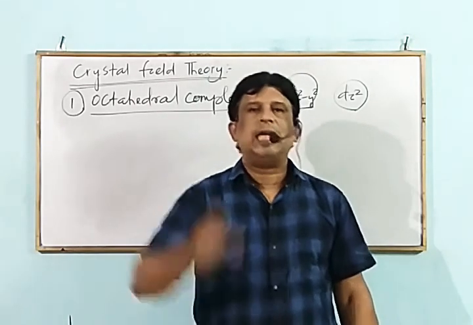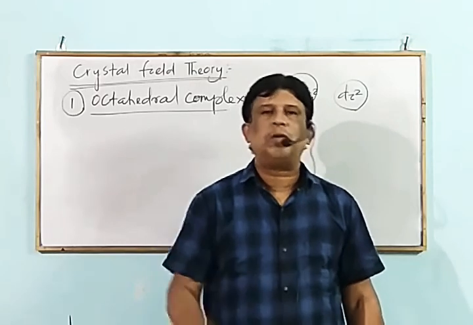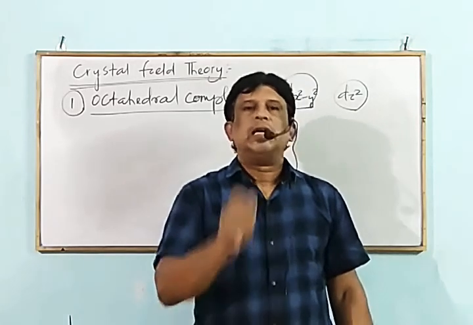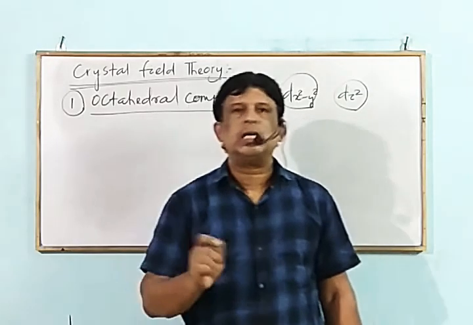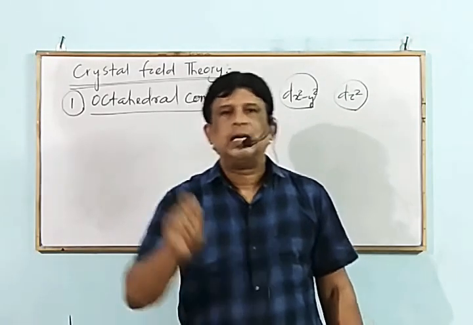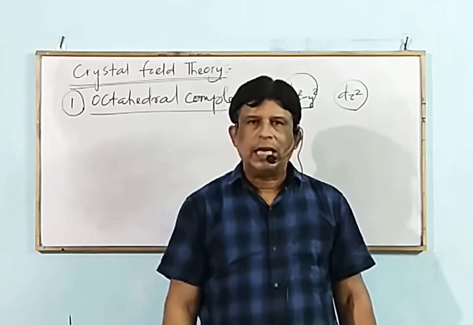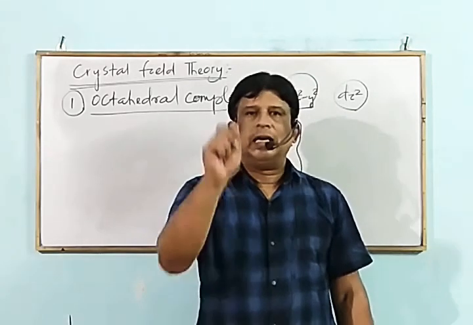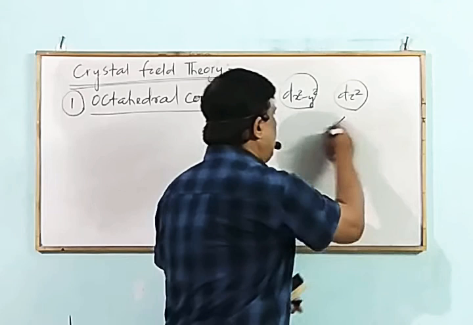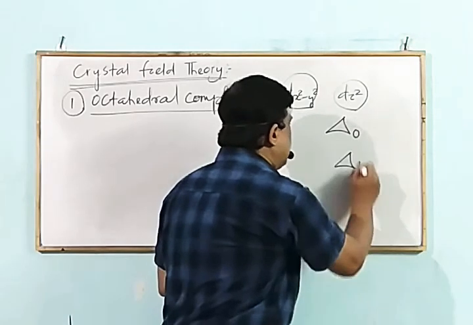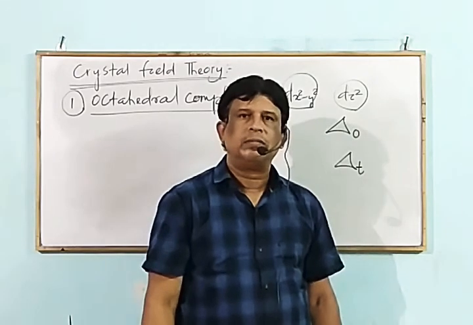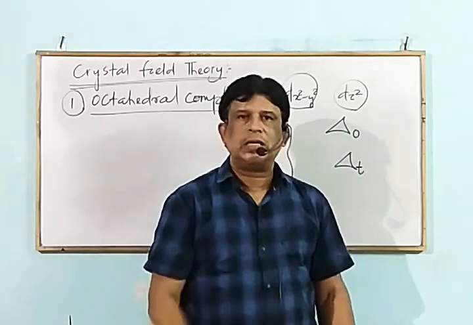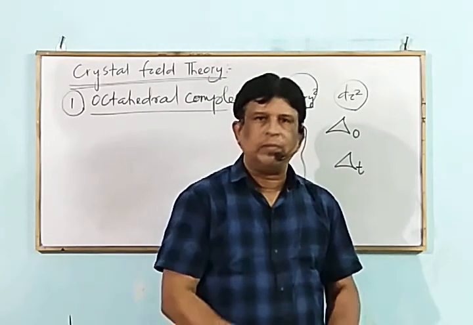The difference in energy between the two sets of orbitals is known as crystal field stabilization energy or crystal field splitting energy. In the case of an octahedral complex it is denoted by del O, and in the case of a tetrahedral complex it is denoted by del T. Let us discuss it in the form of a diagram.